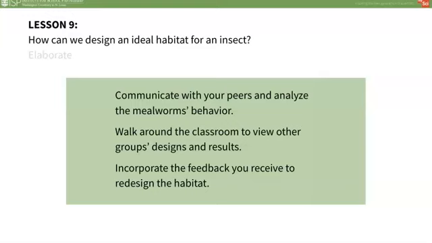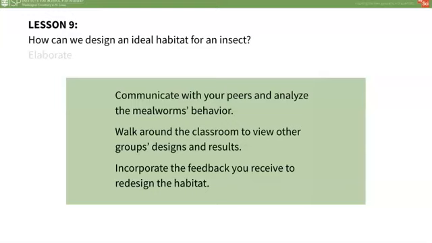When you give feedback to each group about their design, you may want to ask them how they provided shelter, water, and food to their mealworms. If they haven't thought about it or their design doesn't address that need, they will be able to make adjustments.